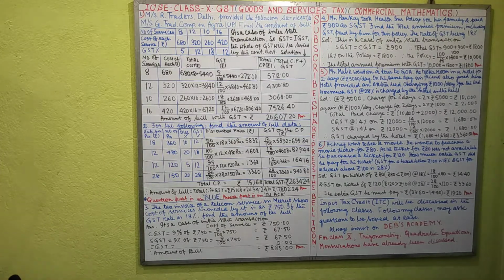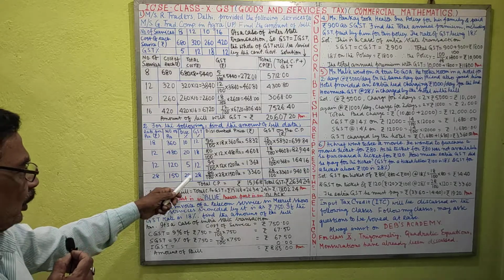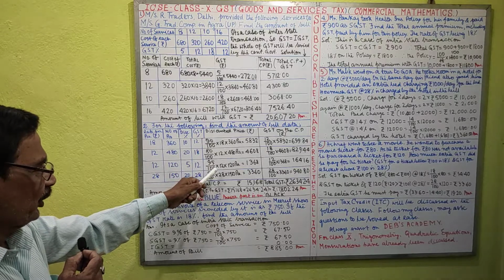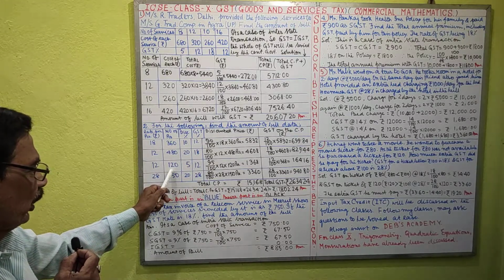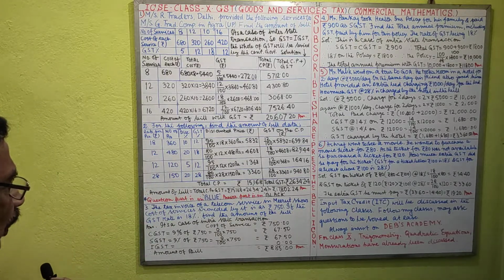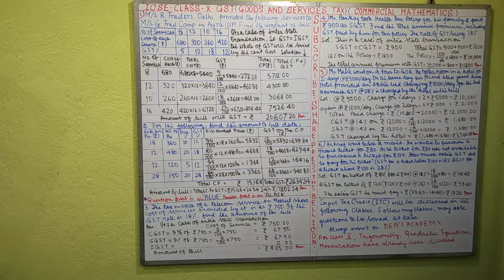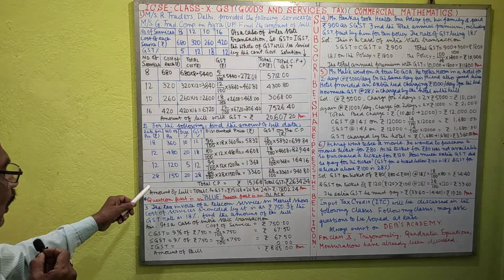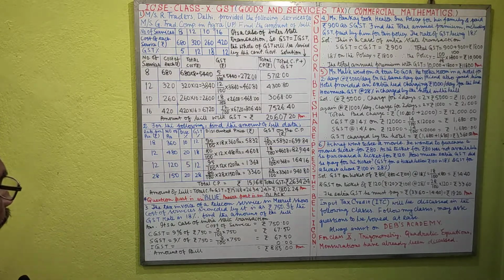Next, rate per piece is 12 and number of pieces is 120. Discount is 5%. So discounted percent will be 100 minus 5, that is 95%, into 12 into 120, which is rupees 1,368, and GST on rupees 1,368 equals 164.16, and rate per piece is 28, number of pieces is 150.